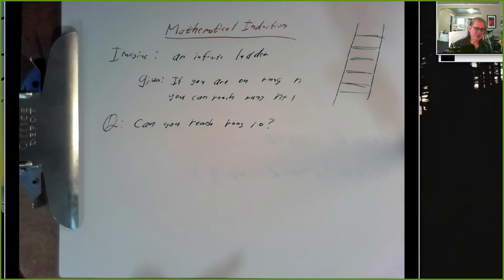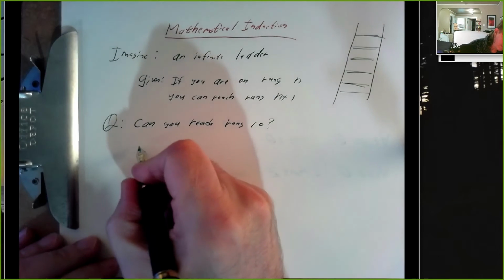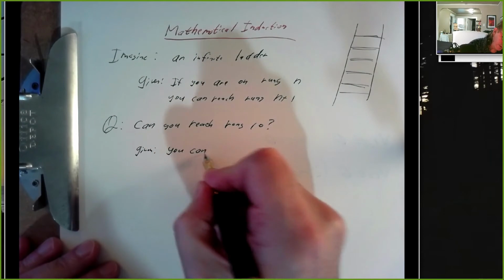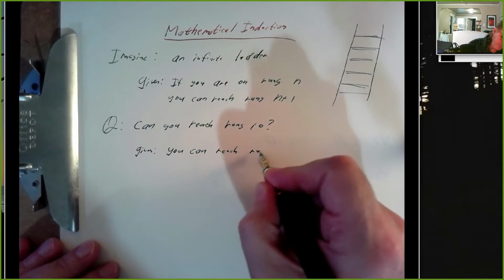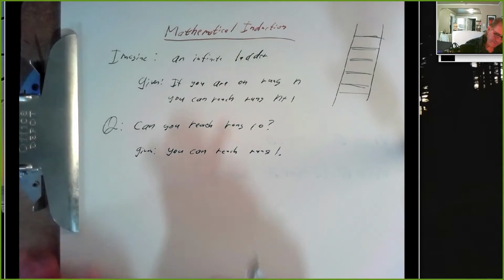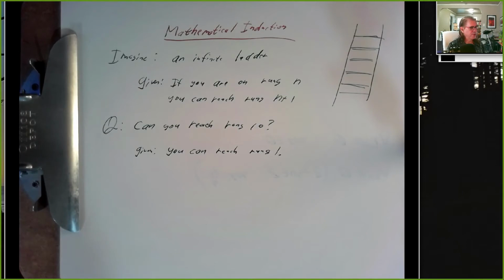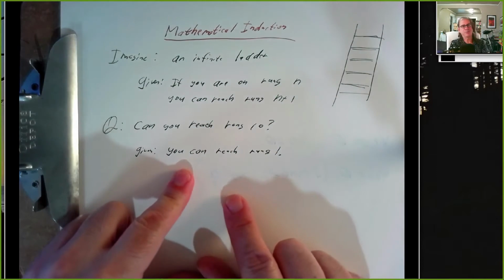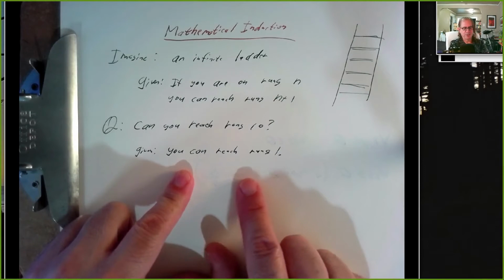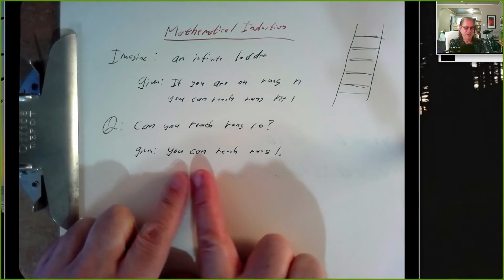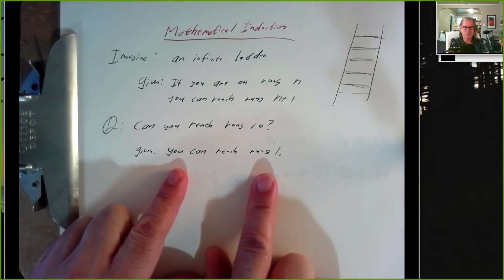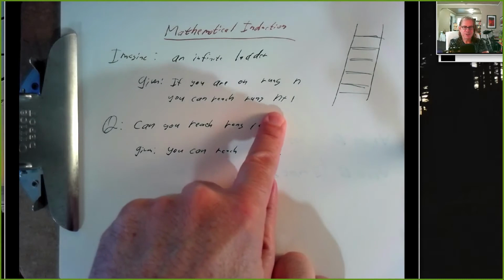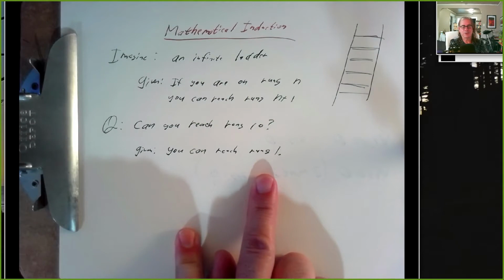So we need another proposition. You can reach rung 1. All right. If we're given this proposition along with that, then absolutely we can reach rung 10. Right? How would we prove that? Well, we know we can reach rung 1 because we've been given that. And we know if we can reach rung 1, we can reach rung 2. Therefore, we can reach the second rung.